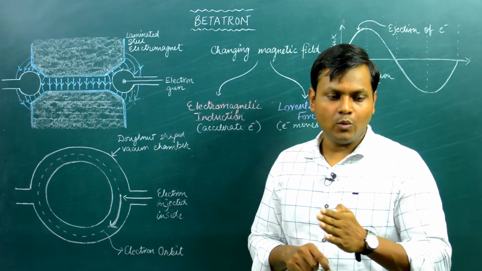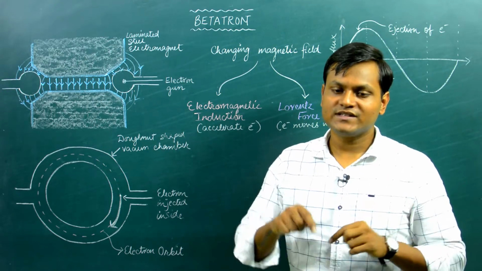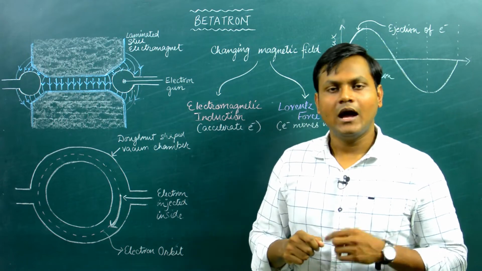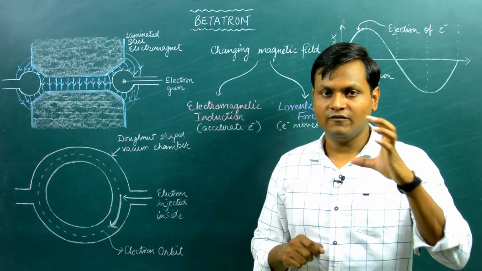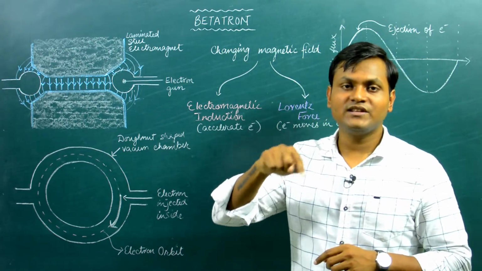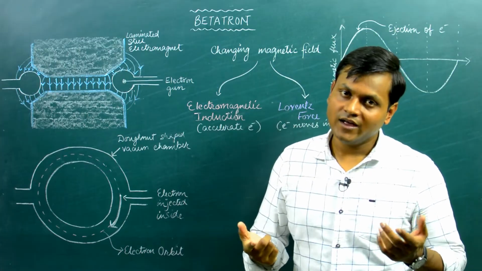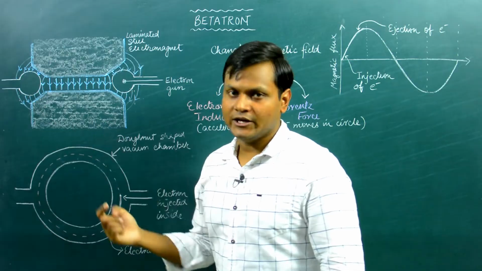So in a transformer, what happens is that the changing current in a primary coil induces another current in a secondary coil. How does that happen? Well, the changing current in a primary coil creates a magnetic flux which is changing, and that effectively induces an EMF in a secondary coil, which leads to the case of a current.